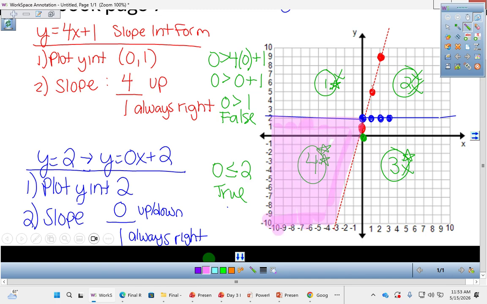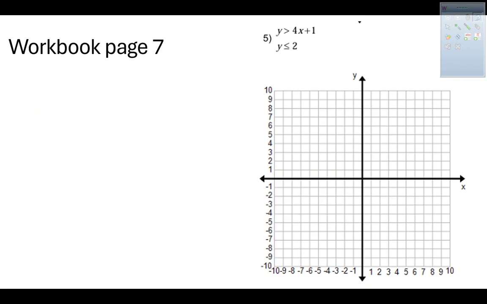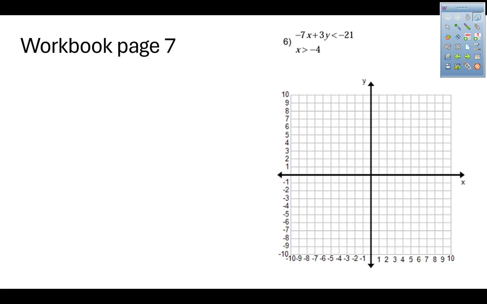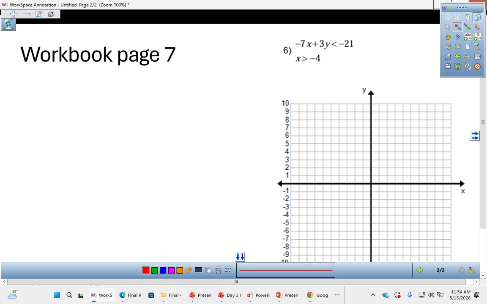All right, let's try one more like that. And this is example 6. So the first thing I'm going to do is graph the line negative 7x plus 3y. Instead of less than, I'm going to put equals negative 21. And this is a line that's called standard form.